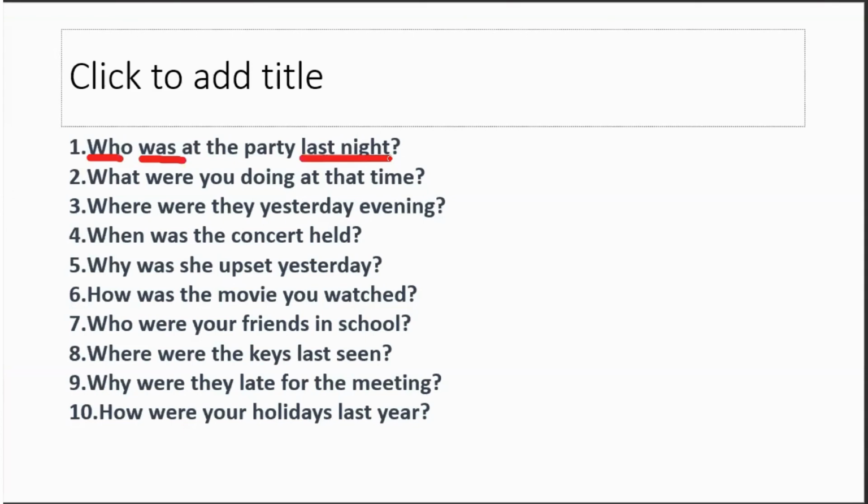What were you doing at that time? Where were they yesterday evening? When was the concert held? Why was he upset yesterday? How was the movie you watched? Who were your friends in school? Where were the keys last seen? Why were they late for the meeting? How was your holidays last year? In all sentences, you see that the sentences are starting with the WH word, then comes the past form of be, and if there is any time marker anywhere, it always comes in the end.